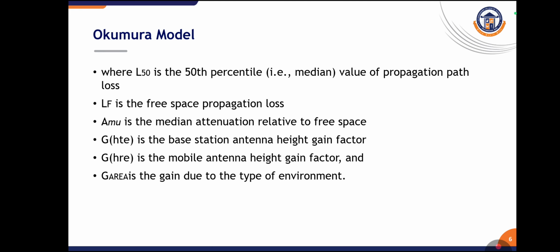Here, L50 is the 50th percentile median value of propagation path loss, LF is the free space propagation loss, AMU is the median attenuation relative to free space, GHTE is the base station antenna height gain factor, GHRE is the mobile antenna height gain factor, and GAREA is the gain due to the type of environment. So this is the formula for obtaining the path loss.